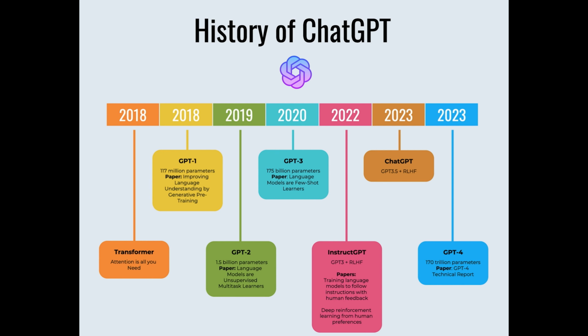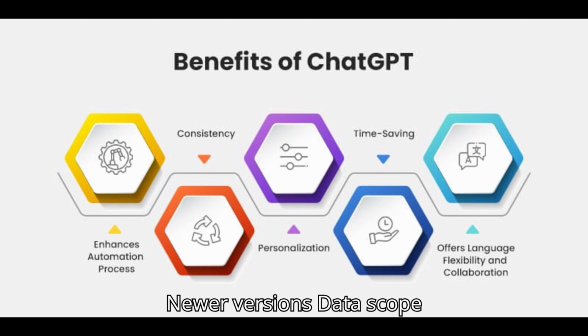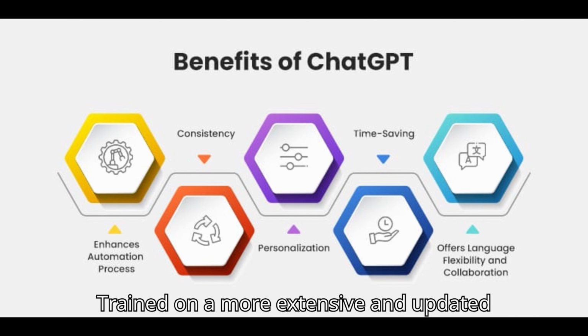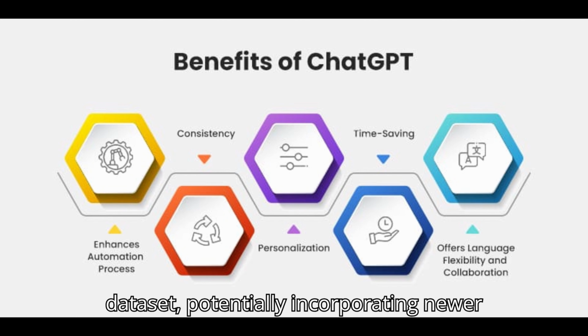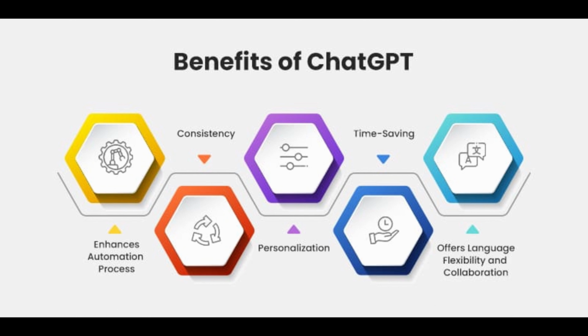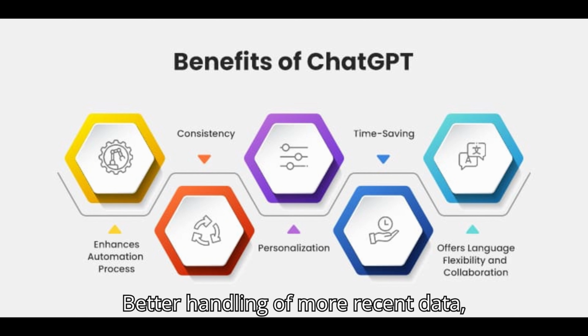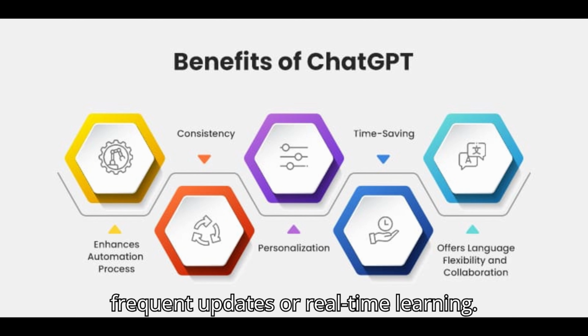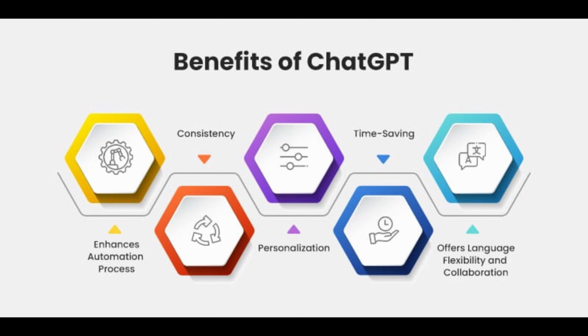Newer versions. Data scope: trained on a more extensive and updated dataset, potentially incorporating newer information and more diverse sources. Updates: better handling of more recent data, possibly with mechanisms for more frequent updates or real-time learning.